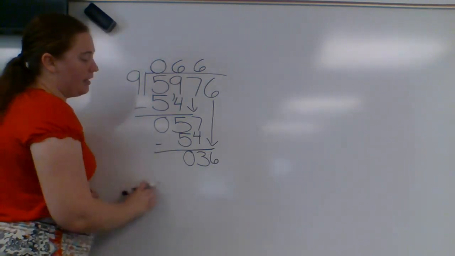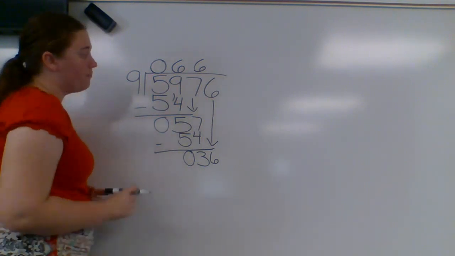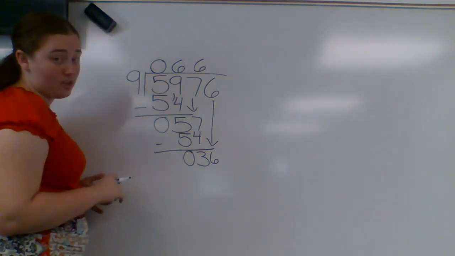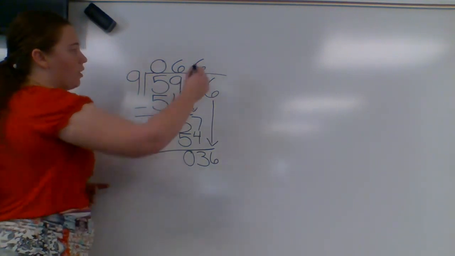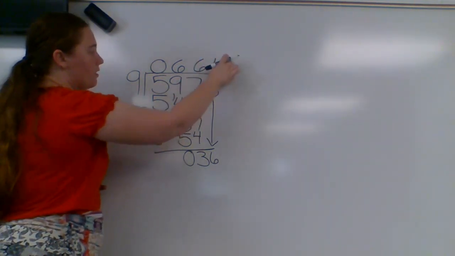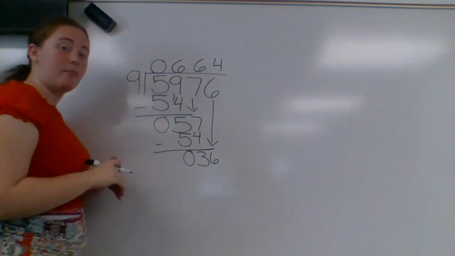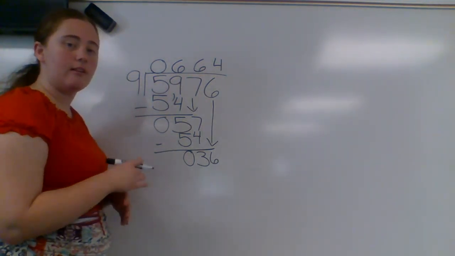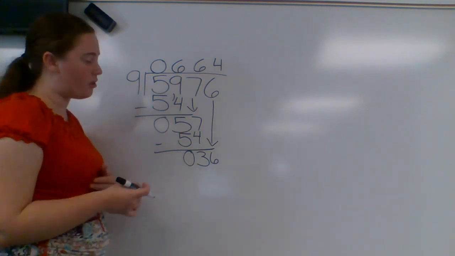How many times will 9 go into 36? If I try 3, that would be 27. I think that would be too small. So let's try 4. 4 times 9 is, we'll count by 4s: 4, 8, 12, 16, 20, 24, 28, 32, 36.